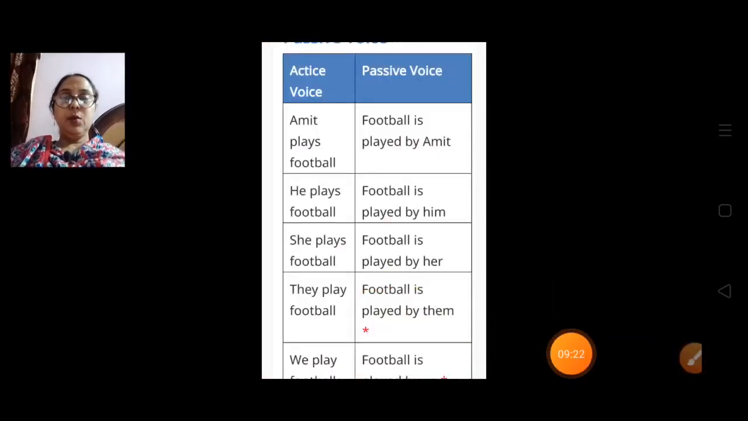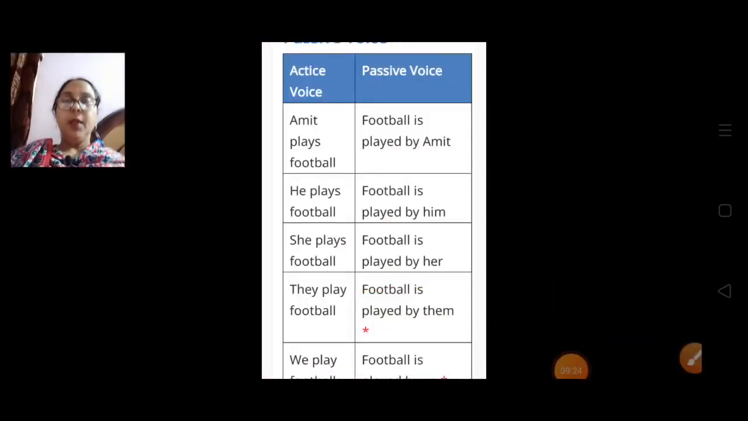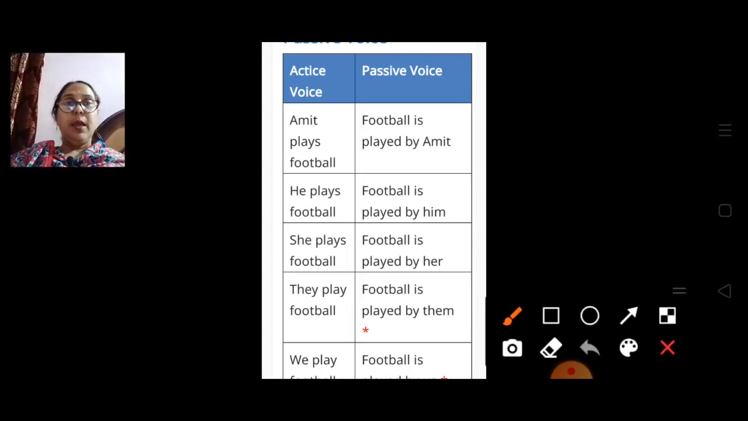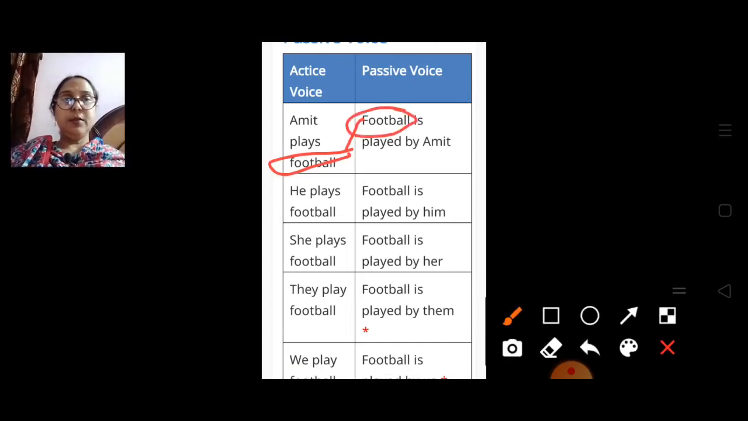Now I am giving you a few more examples of how to form active to passive voice. Amit plays football. Now here you can see football is played by Amit. Here football becomes the subject in passive voice, because football is a singular thing, that is why is will be used, and played by Amit.